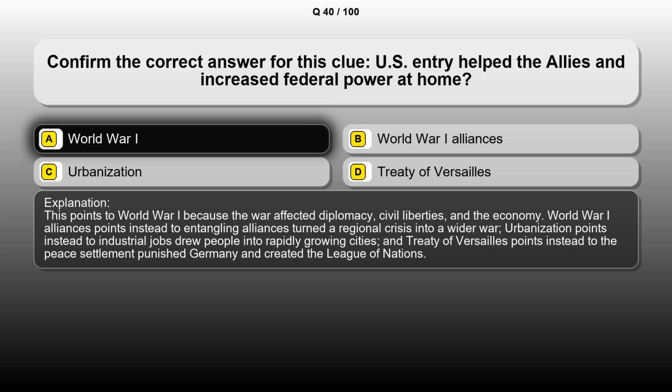This points to World War I because the war affected diplomacy, civil liberties, and the economy. World War I alliances points instead to entangling alliances turned a regional crisis into a wider war. Urbanization points instead to industrial jobs drew people into rapidly growing cities, and Treaty of Versailles points instead to the peace settlement punished Germany and created the League of Nations.